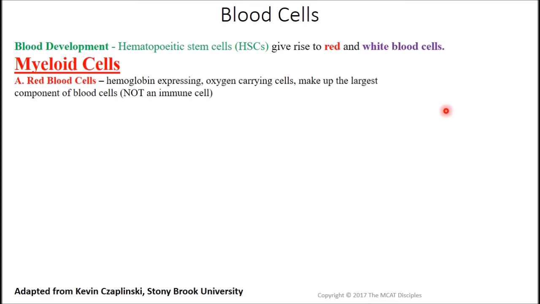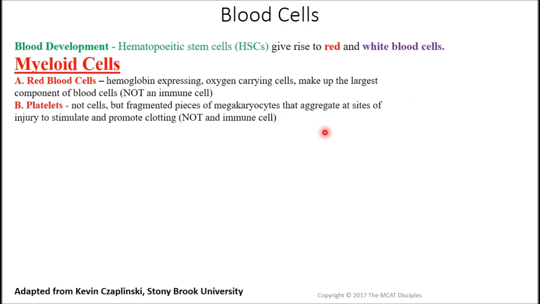We talked about hematocrit in the cardiovascular physiology lecture, that hematocrit is the percent of volume that the red blood cells in your blood take up once it's been centrifuged. That's typically around 45%. 45% of your blood volume is taken up by red blood cells. So it's a big percentage. You got platelets. They're not cells, but they're fragmented pieces of megakaryocytes that aggregate at sites of injury to stimulate and promote clotting. And again, it's not an immune cell.